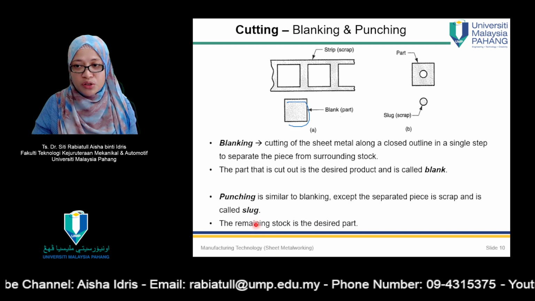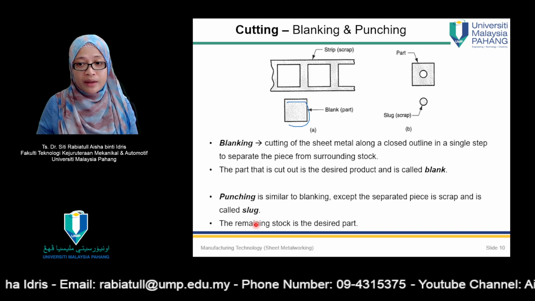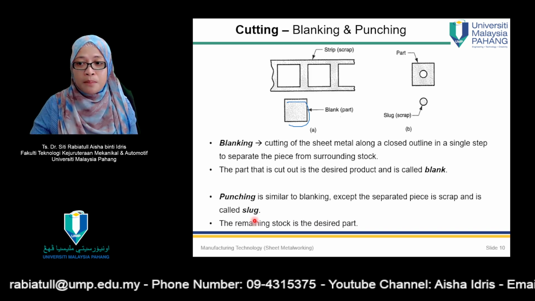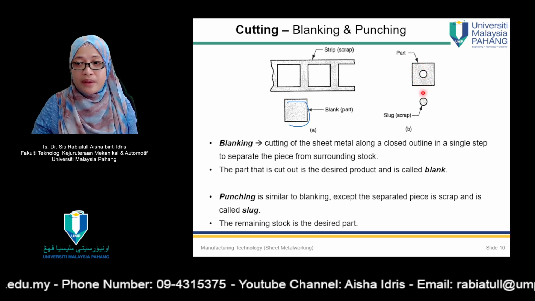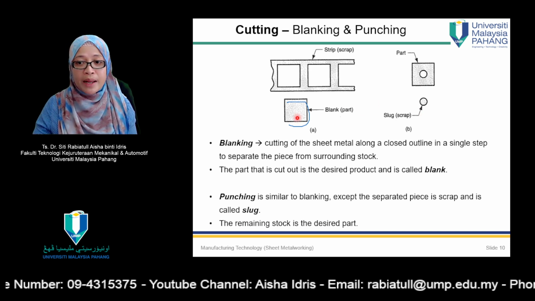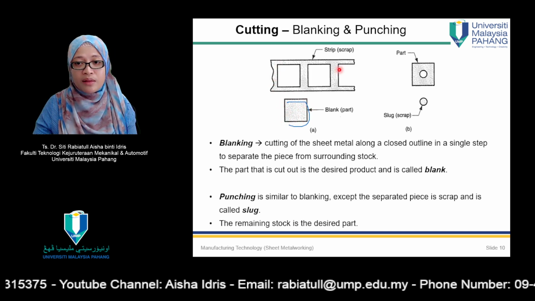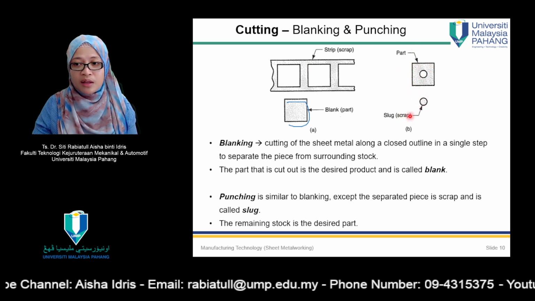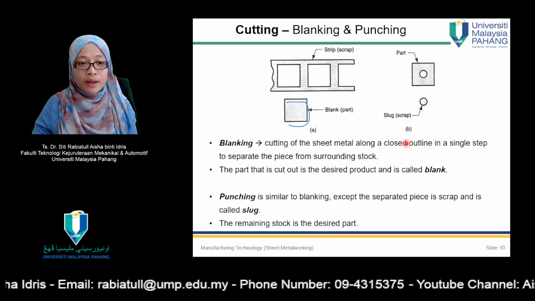Number three is punching. Punching creates a hole in our blank. The process is more or less the same as blanking, but for punching, the scrap is the part being removed from the blank. In blanking, this is the final part that we want and the rest is scrap. For punching, this is the part that we want, and the things being removed from it are called scrap.